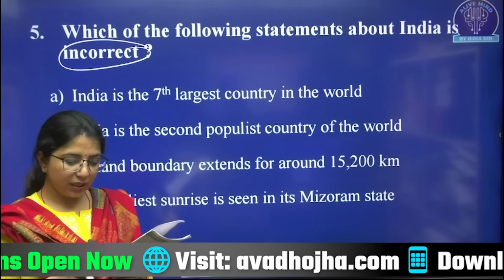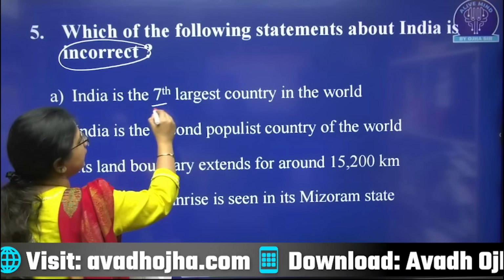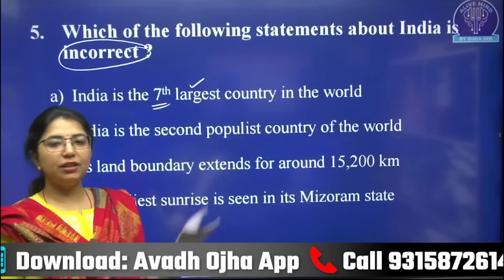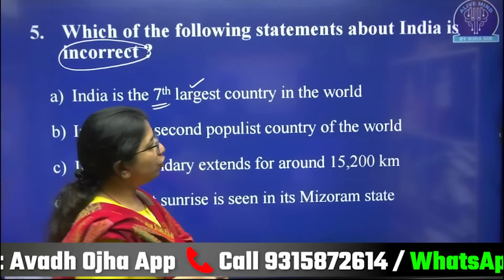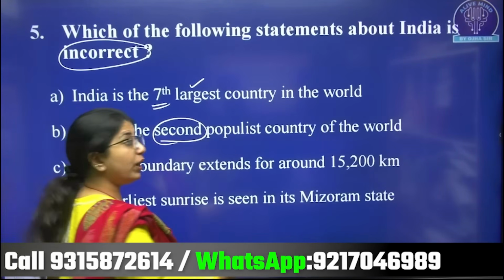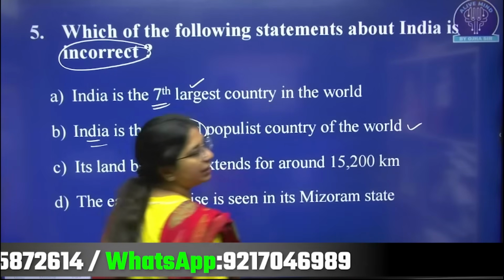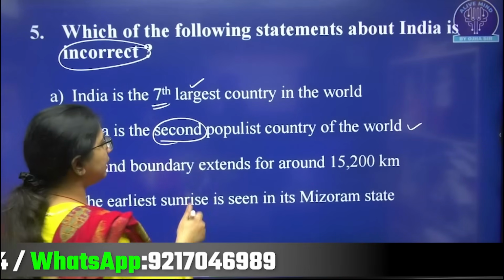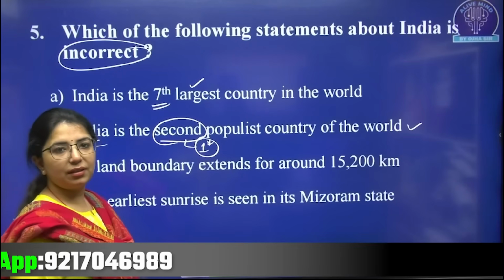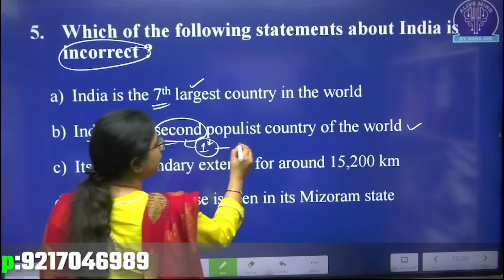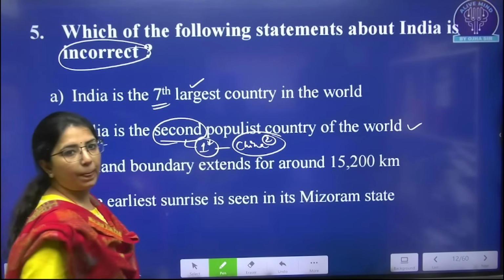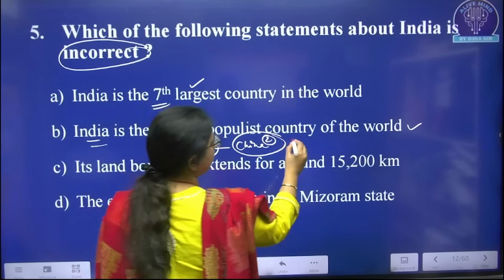India is the 7th largest country in the world. 7th, now it's correct. India is the 2nd most populous country in the world. The year in which the question was asked, that time India was the 2nd most populous country. So in that year, the option was right. But if it comes today, it is wrong. India is the 1st most populous country. It has surpassed China. China has come to number 2 in 2023.